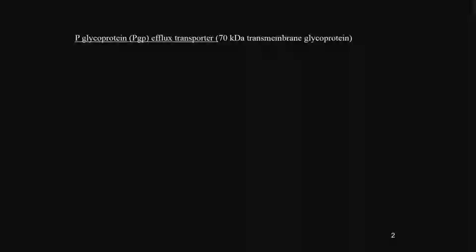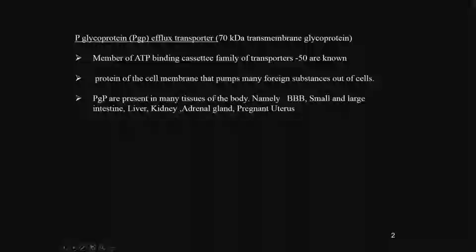These are transmembrane glycoproteins, okay. They are 70 kilodalton in size. They are part of the ATP binding cassette family of transporters. There are 50 of them, a large number, as you can see. These are cell membrane proteins that pump many foreign substances out of the cell. They are present in many tissues, in fact more in some tissues like the BBB.